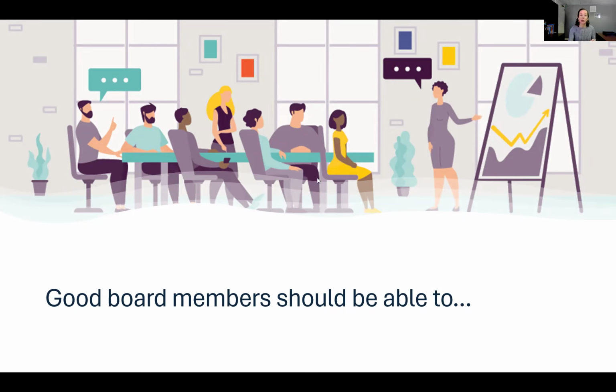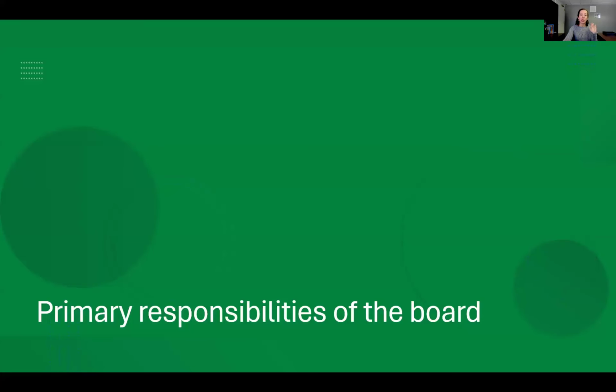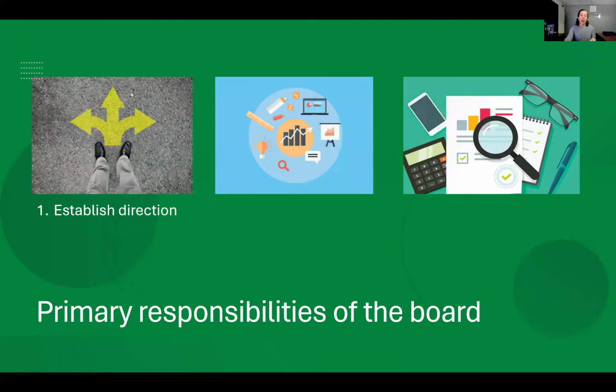I'm just going to walk us through, when I think about the three primary responsibilities of the board, I would put them into these three pots. So the first one being, you as board members are establishing the direction of your organization, that strategic direction, which is going to be, of course, in alignment with your organization's stated mission and purpose.